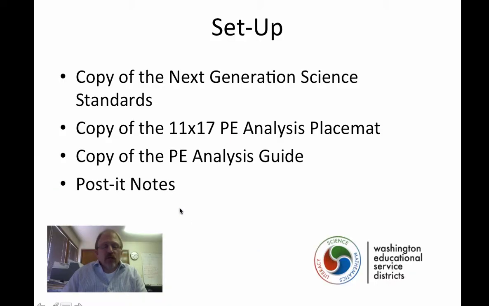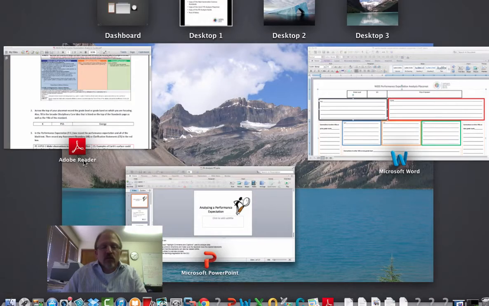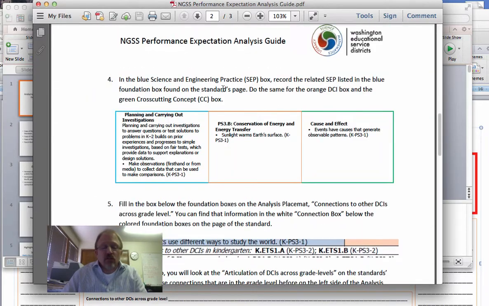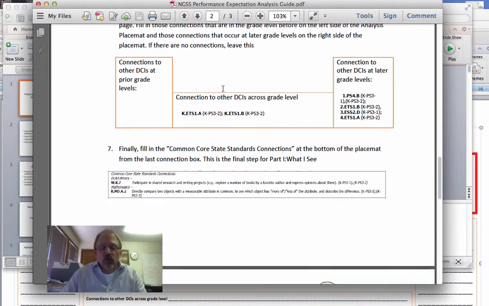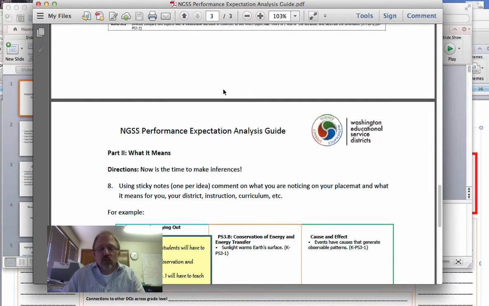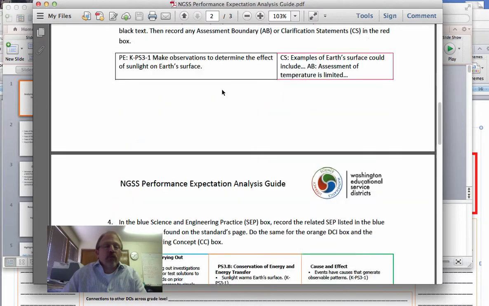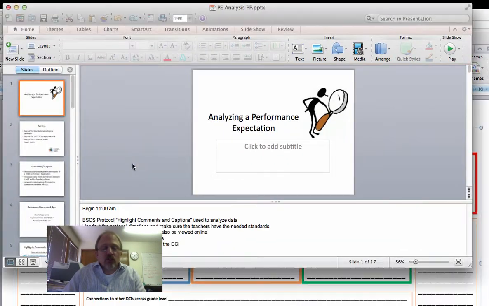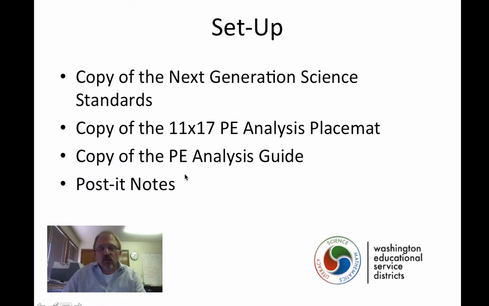You're also going to need a copy of the Performance Expectation Analysis Guide. This will be helpful, and it looks like this: it's a PDF that basically contains all the steps of how you do this activity. You can just read through it and work your way through it, or work a group of teachers through it at your school. That's one of the purposes of this, as I see it: to give you a quick little professional development activity that you can do at your school with your teachers, or on your own. You also need some post-it notes.